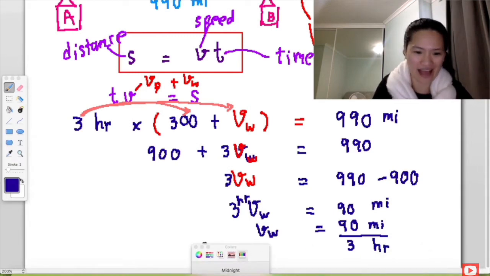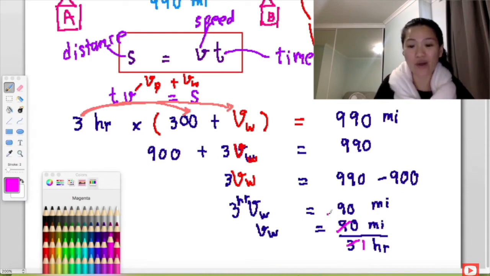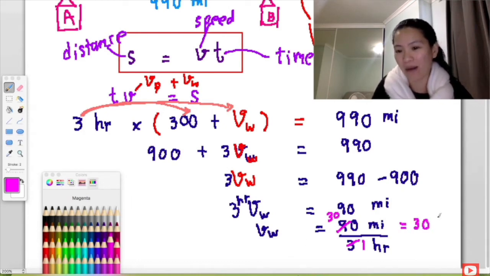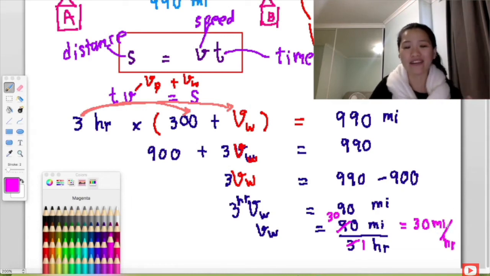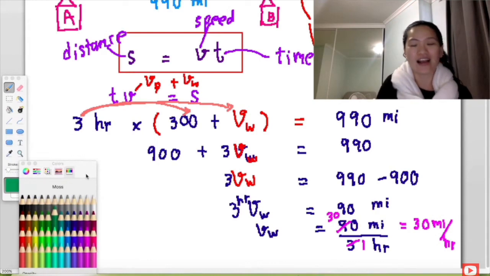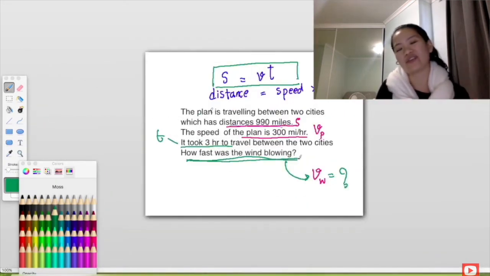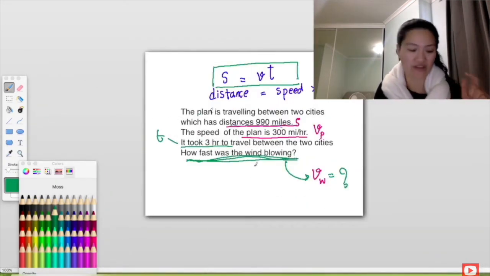Oh yeah, I think you can answer now. 90 divided with 3 is 30. So your answer is 30. But you still have the unit mile per hour. Let's see, your unit is correct and your answer is correct too. Now you try to write it in a sentence. Come back to the question, what they want you to find again. They want you to find how fast was the wind blowing. So you have to answer the wind was blowing.